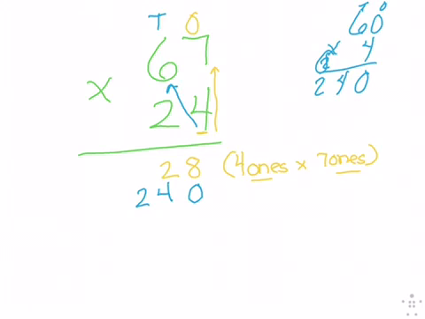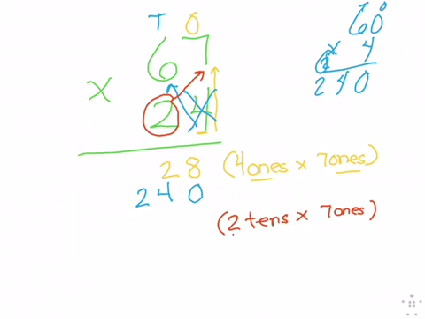Then we are now done with our 4. Our 4 is gone. We've finished using it. So now we're going to move on to our tens. 2 tens times 7 ones. So let's write that out. 2 tens times 7 ones.